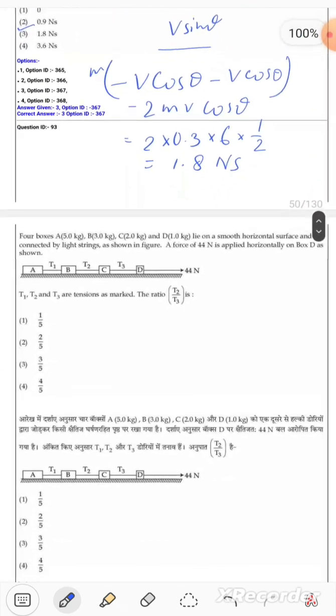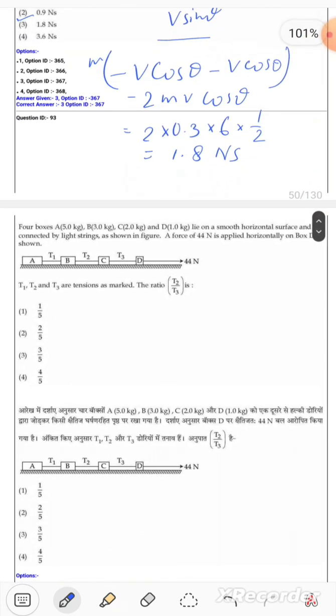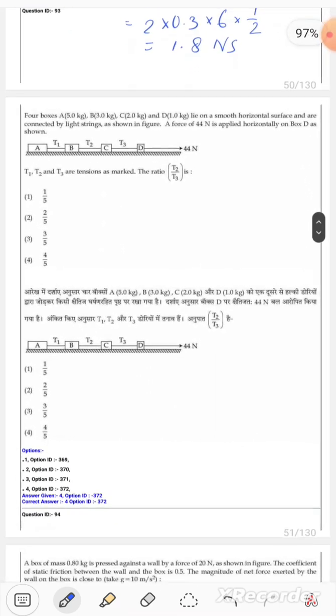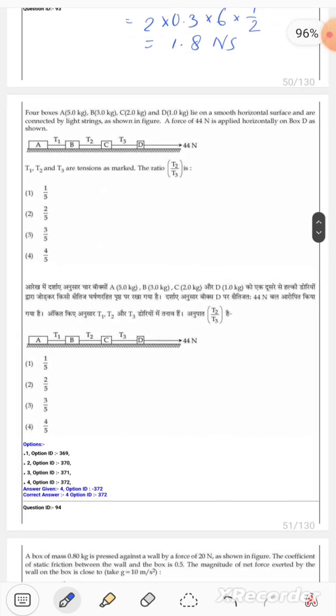So, moving to question number 93, this is a very common question. We can see there are different masses connected by a string, A, B, C, and D, and they have given that A is 5 kg, B 3 kg, C 2 kg, and D is 1 kg, and all of these are moving with the same force, 44 newton. So the whole system will have the same acceleration. That is, I'm writing as constant acceleration.